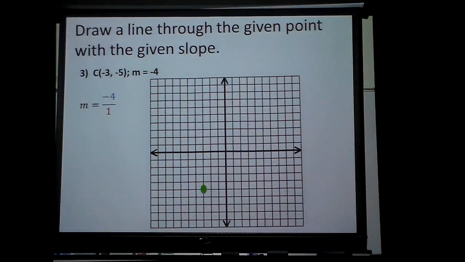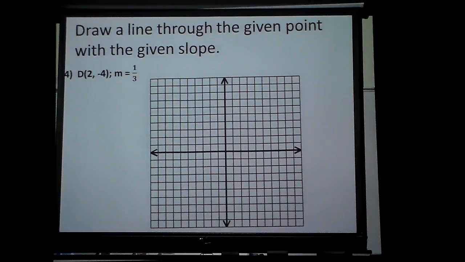Well, make it over 1. Negative 4 over 1, right? Go over 1, and then I'd go down 4. Well, I can't really go over 1 and down 4 more, but if I go the other way, could I also have had 4 over negative 1? Yeah, I could have gone left 1 and up 4. Would put it right there, and I draw my line, it would look like that.